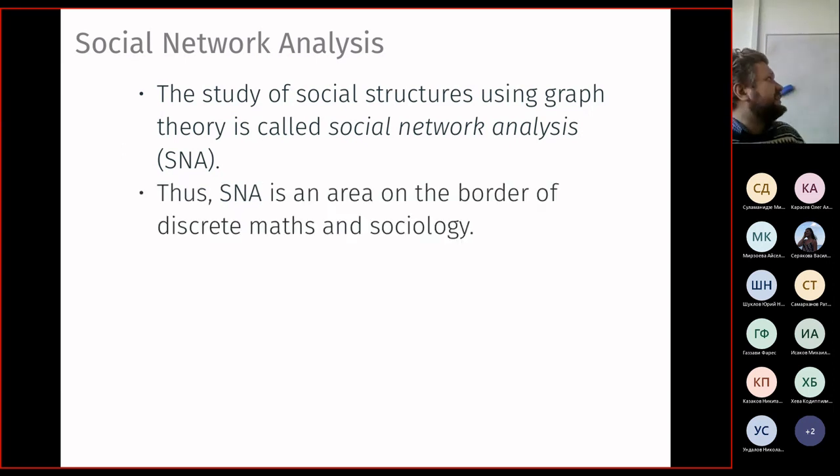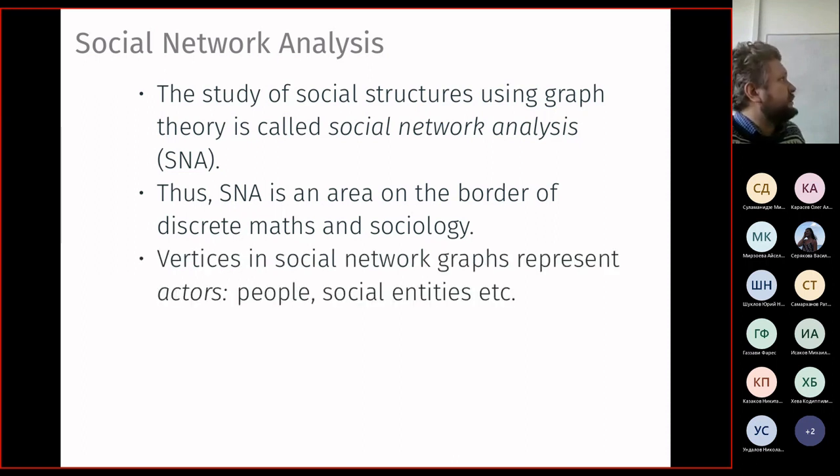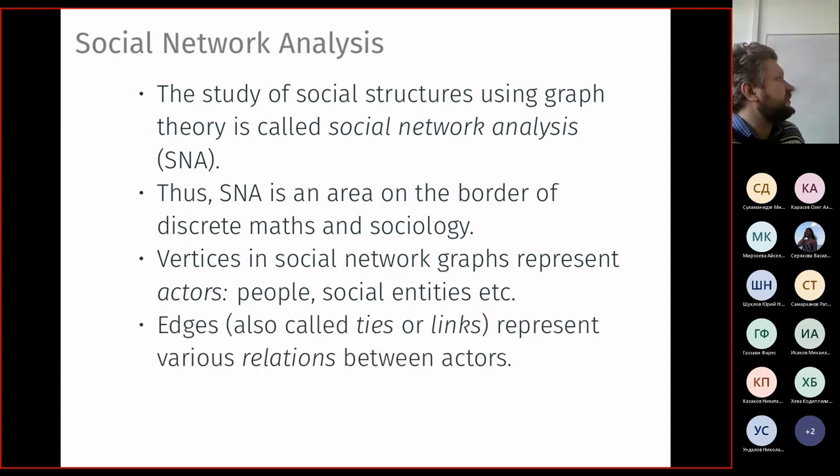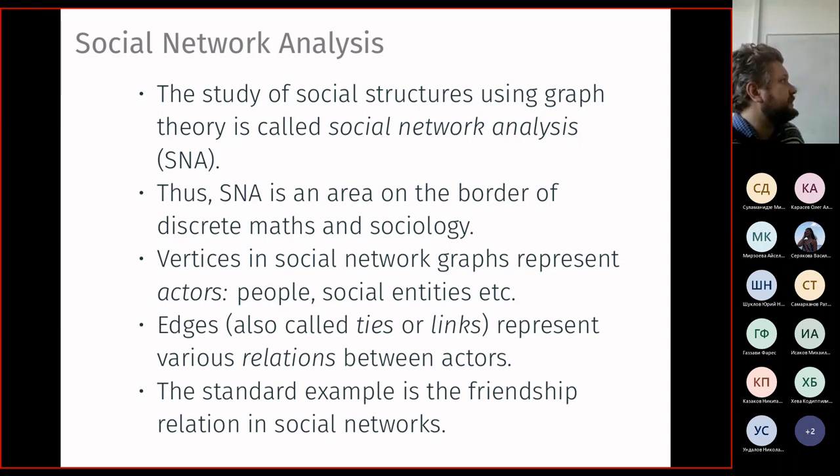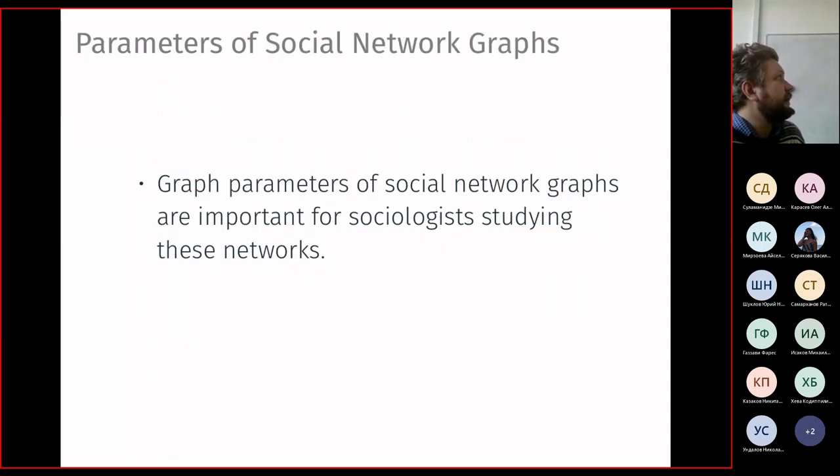SNA as a branch of research is on the border of discrete math, an exact science, logic, and sociology. And also, of course, data analysis, because social networks are not just graphs, they're big graphs. Vertices are actors, say people or social entities, and edges, also called links or ties, represent various relations between actors. Vertices are sometimes called nodes. These are all synonyms. Relations could be symmetric or asymmetric. The standard example is the friendship relation.